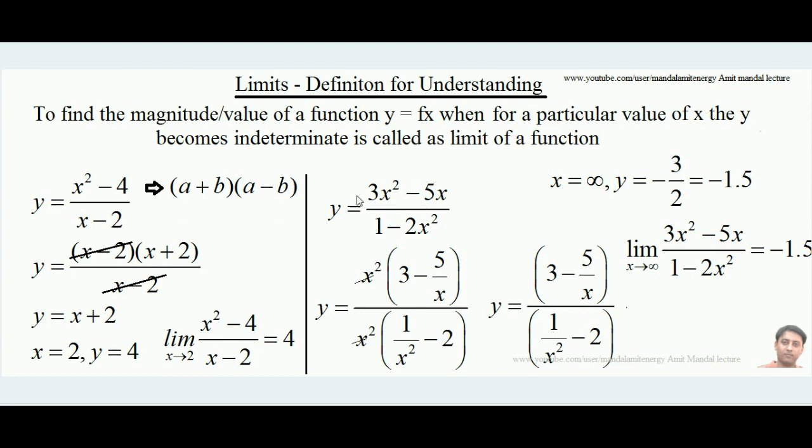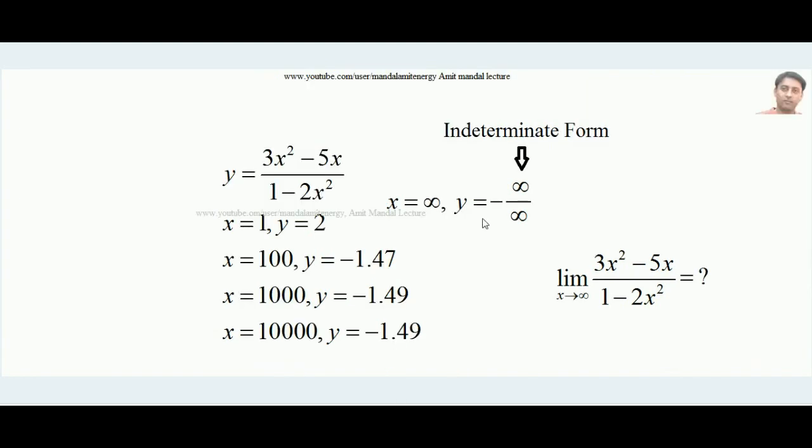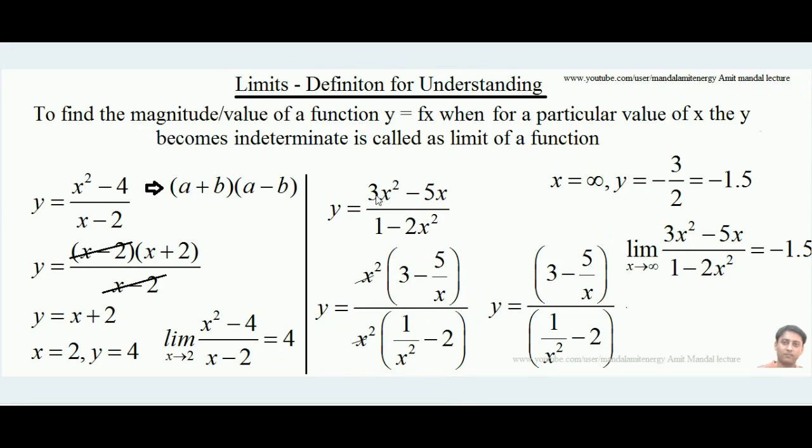Similarly, y = (3x² − 5x) upon (1 − 2x²). In case we put x equals infinity, as I already told you, we get infinity by infinity form, which is indeterminate form. Now I take x² common from the numerator, so inside the bracket I will get 3 − 5/x. I believe you know how to take x² common outside and what will come inside the bracket. So x² is taken common, and 3 − 5/x is inside the bracket.